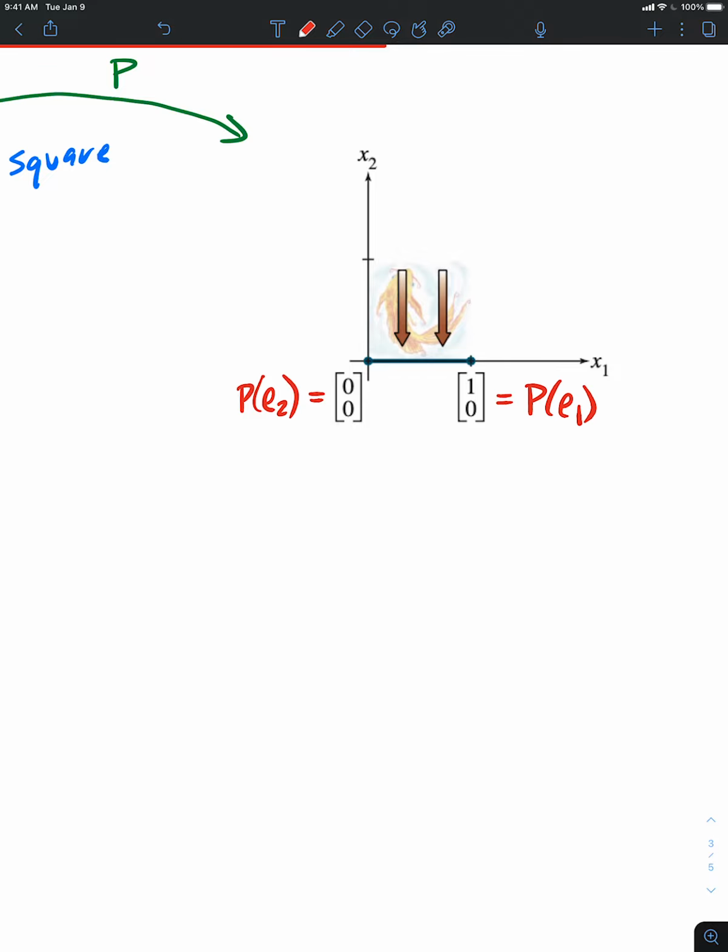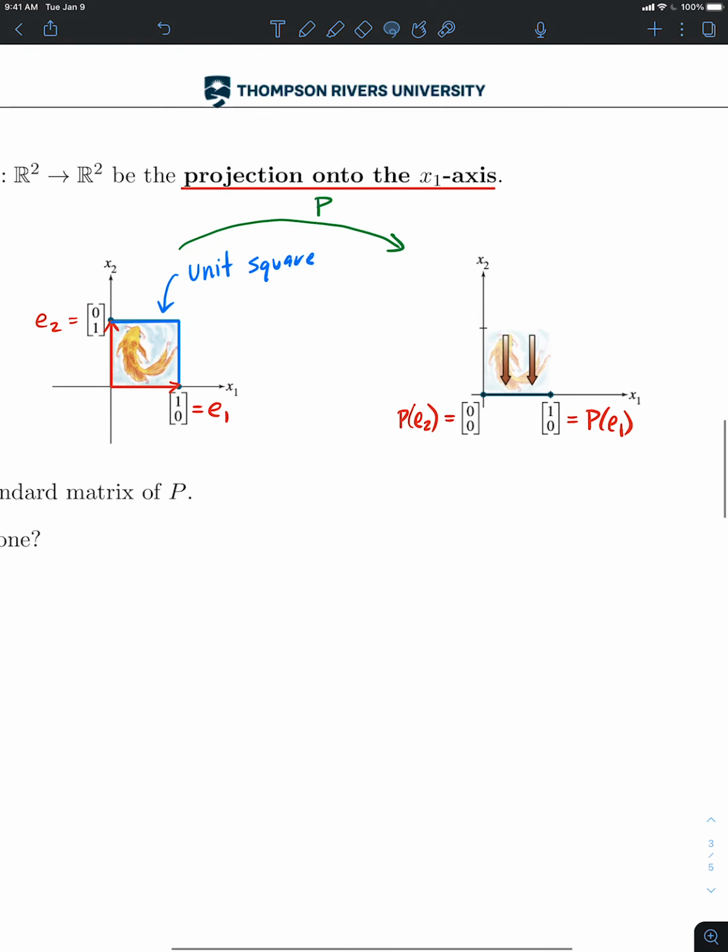Notice that P of E1 is the same as E1, right? E1 and P of E1 are the same, because E1, if you draw it as a position vector and look at the point that it points to, is already on the x1 axis. So if you push it all the way down to the x1 axis, it's not going to move. So P of E1 is just equal to E1. But P of E2 is just the origin now.